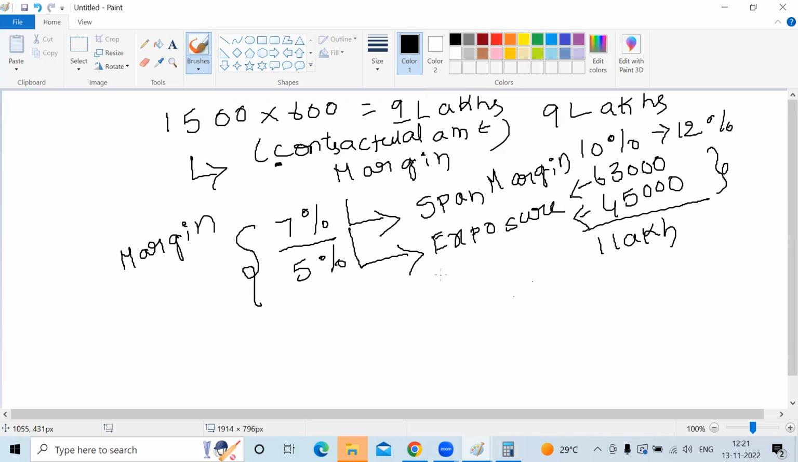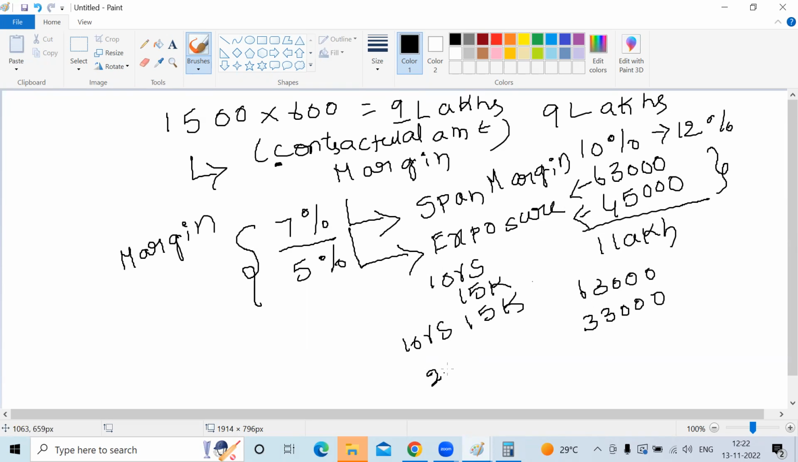Assume after you entered, SBI went down 10 rupees. That means 15k loss, right? They will deduct 15k from 63,000. Again 15k means again 10 rupees down. Assume they will deduct again 15k. That means how much? So you have 33,000.